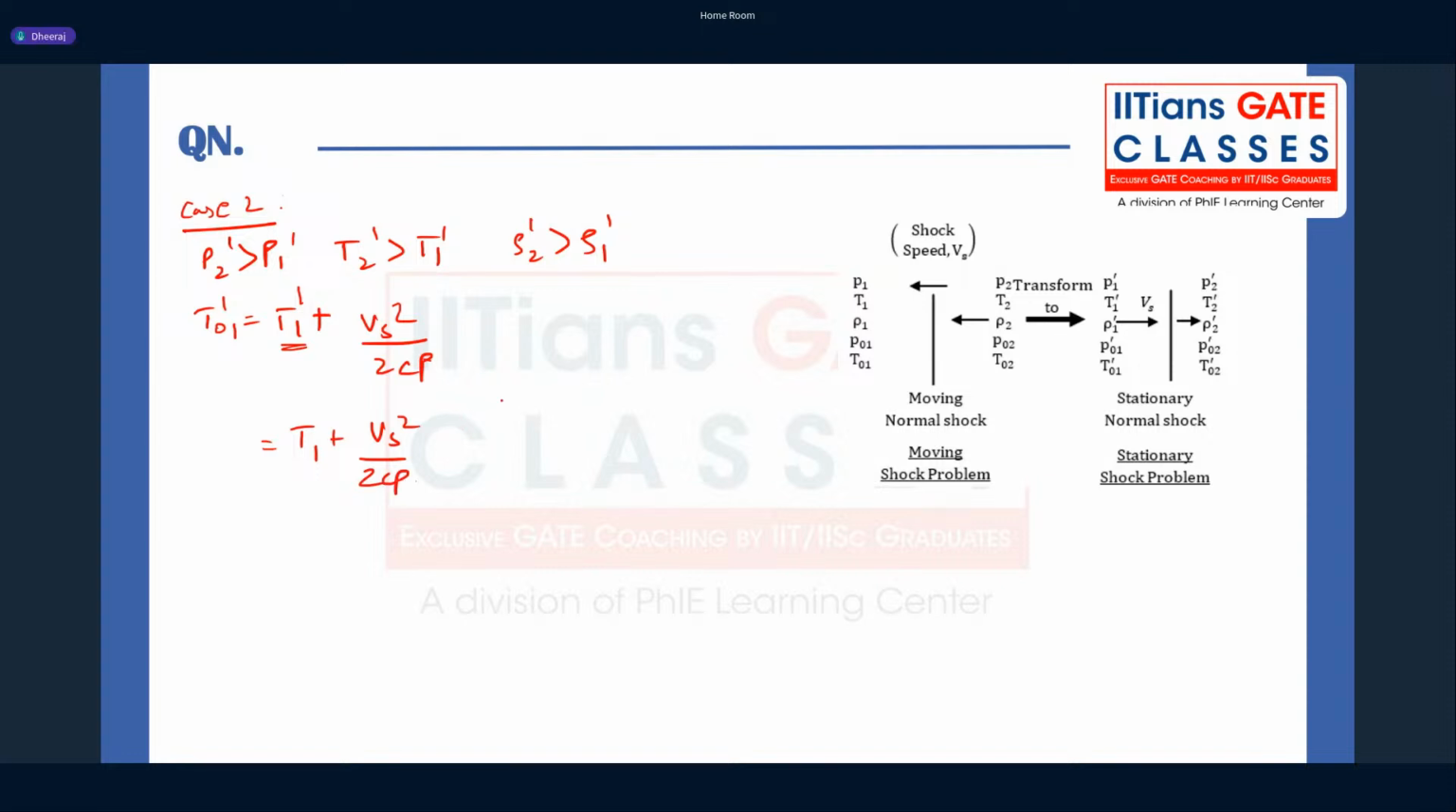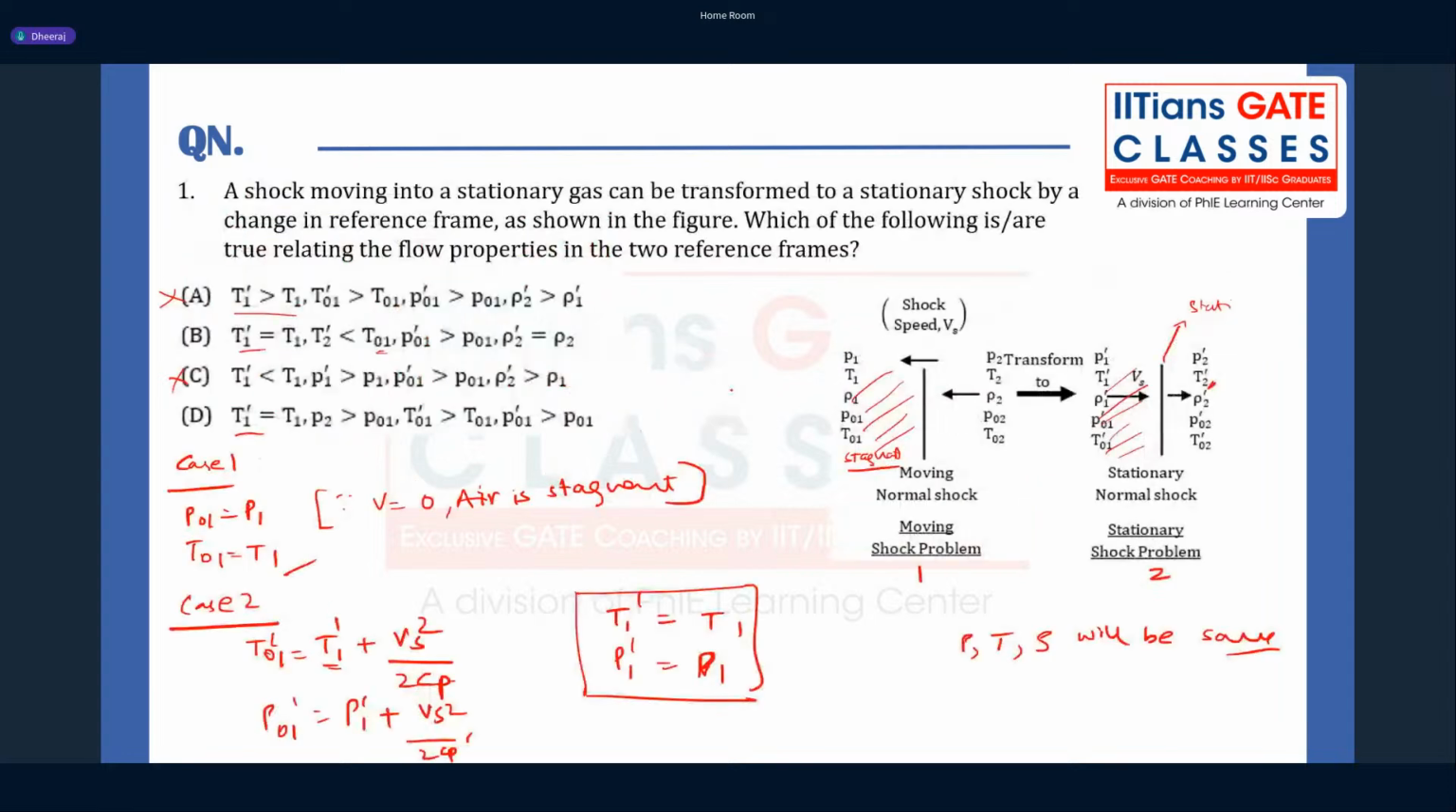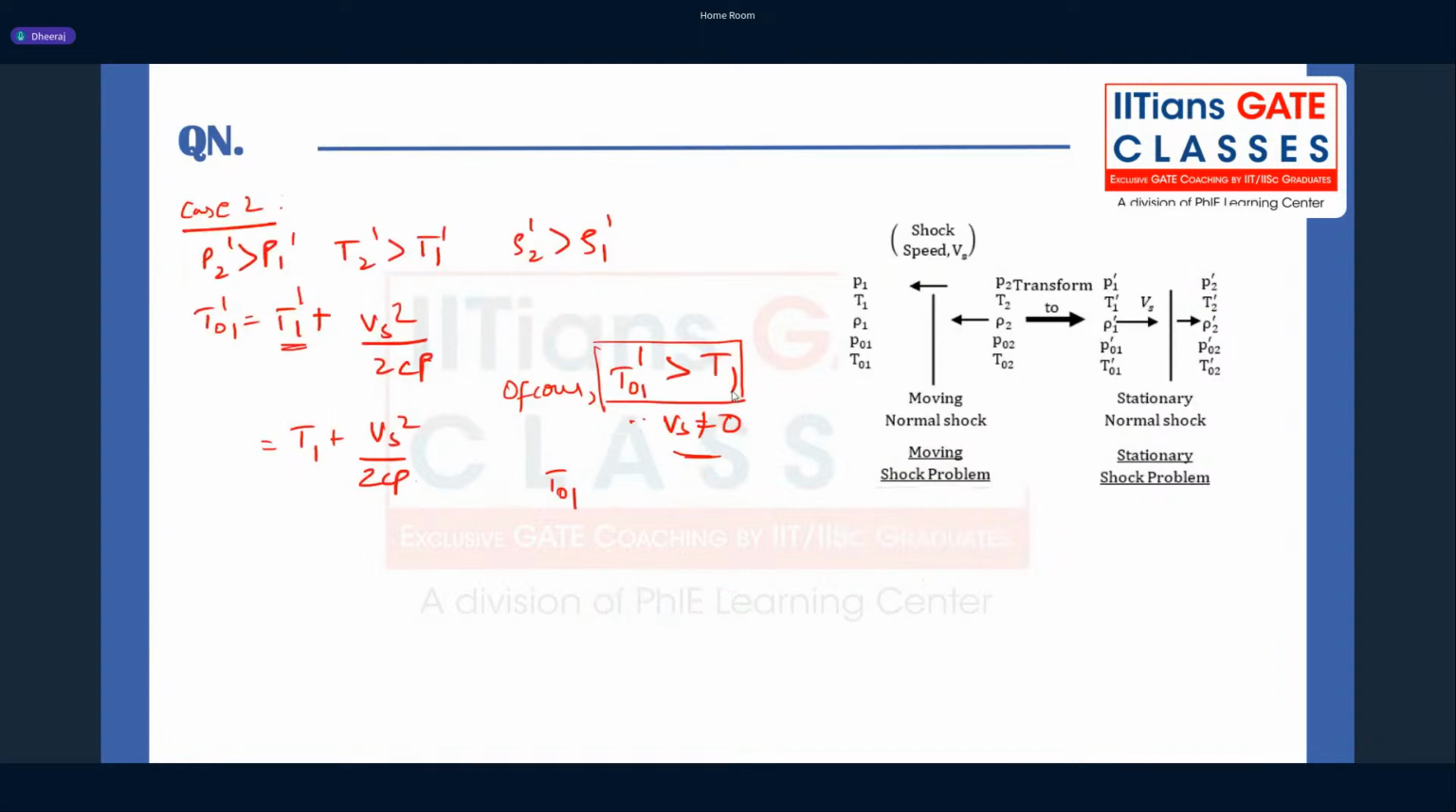So of course, my T01 dash will always be greater than T1, because Vs is not zero. Since Vs is not zero, or it cannot be negative, this whole quantity cannot be negative, right? So my T01 dash is always greater than T1. And my T1 is nothing but my T1 dash, right?